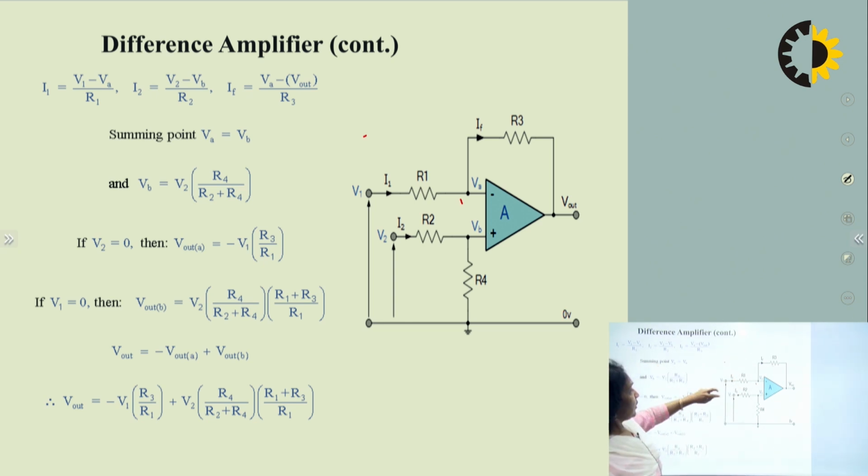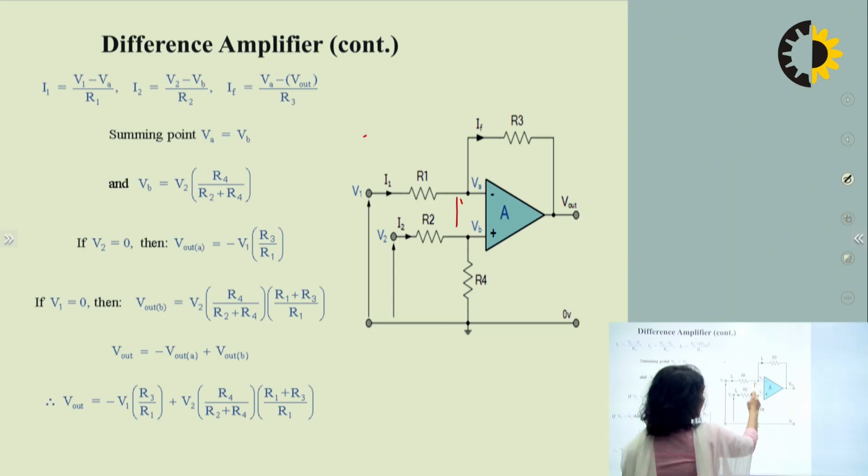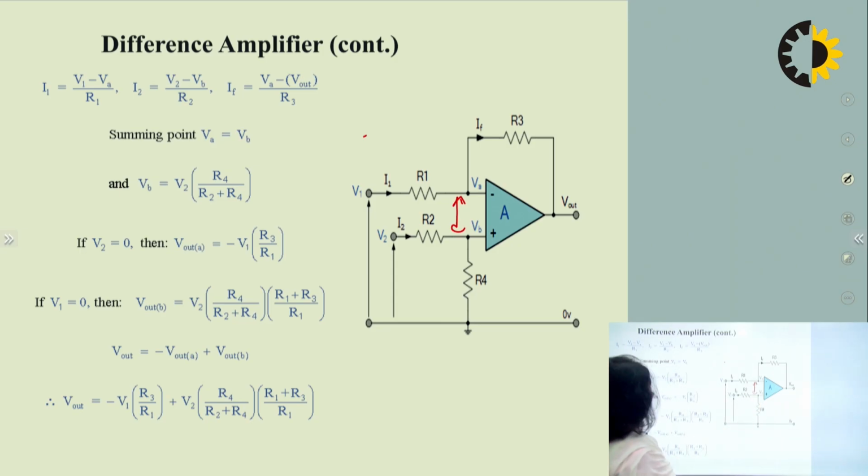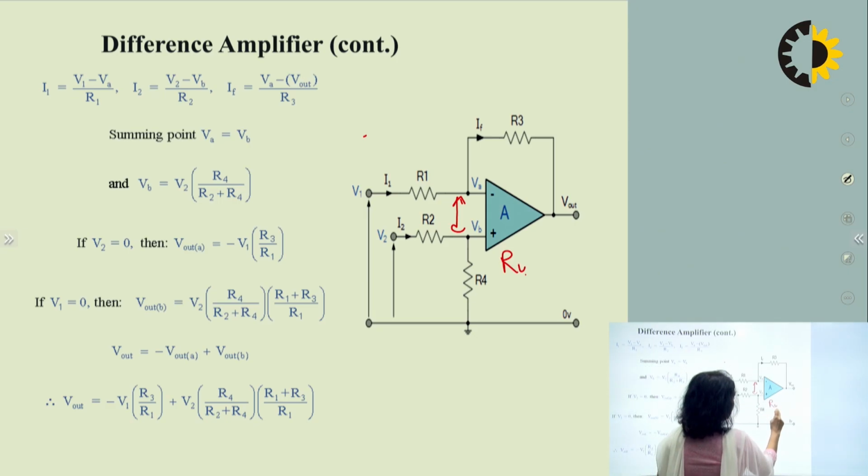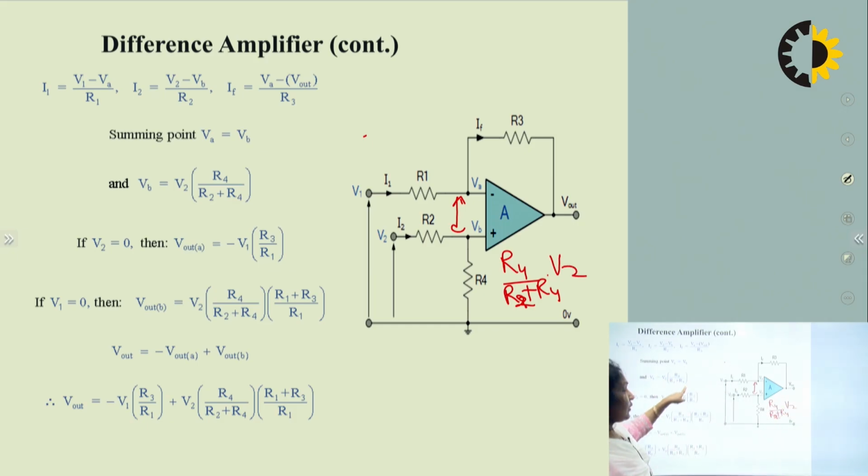Because this is the VA and this is VB, these two are equal. Why? Because of the virtual short. And VB is equal to, I have just told you, R4 divided by R2 plus R4 times V2. So here putting the value of V2, if V2 is equal to 0, then V out will be equal to minus V1 times R3 by R1.